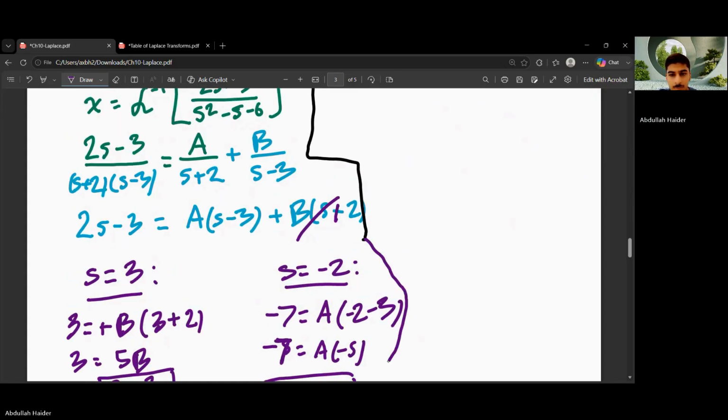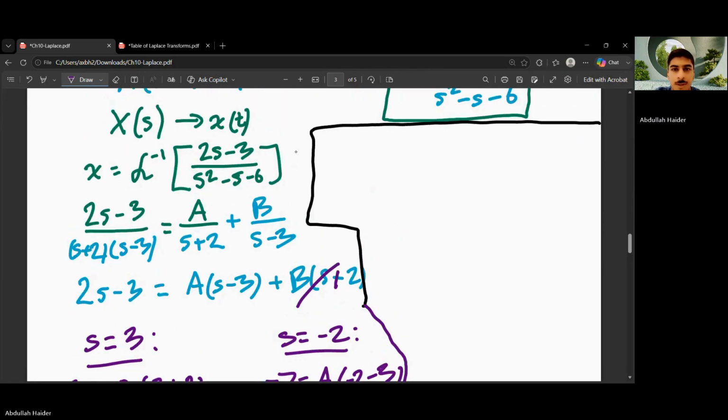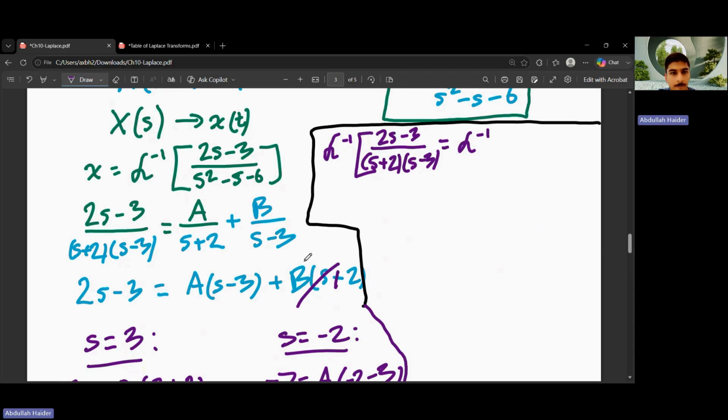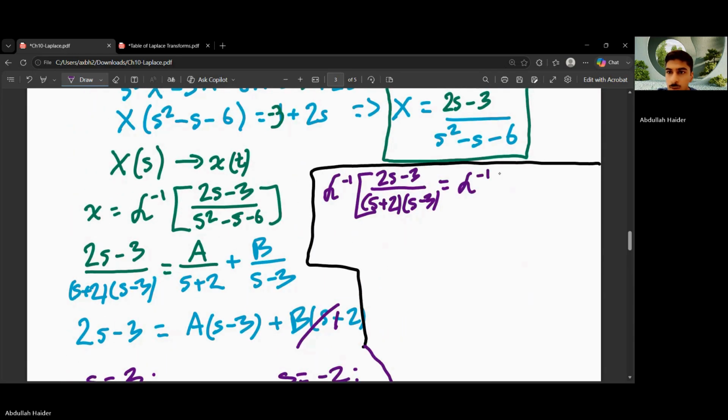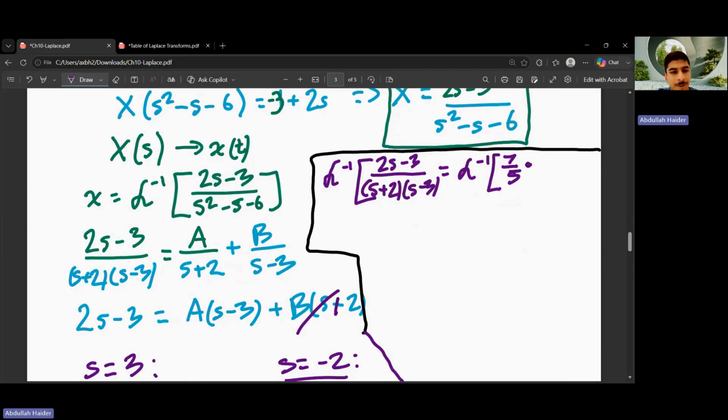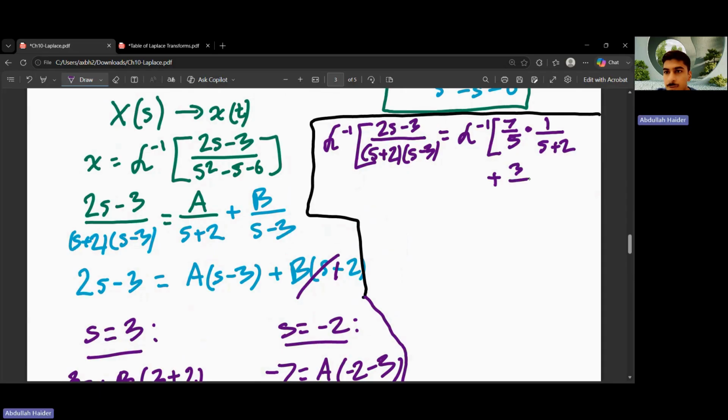And now you found your A. So the Laplace inverse of the fraction (2s minus 3) over (s plus 2)(s minus 3) is equal to the Laplace inverse of, now A we have 7 over 5, and it's better to keep them separate, 7 over 5 times 1 over s plus 2, plus, now what was your B? 3 over 5, multiplied by 1 over s minus 3.